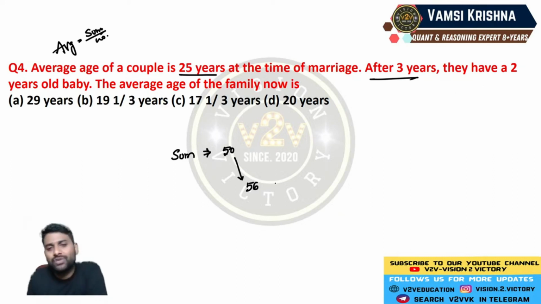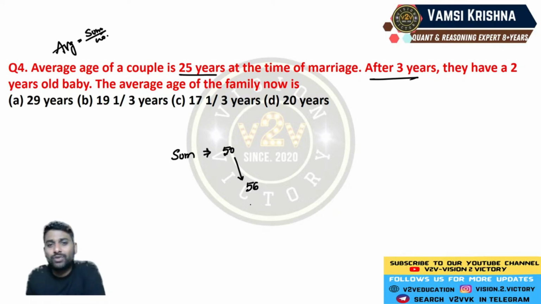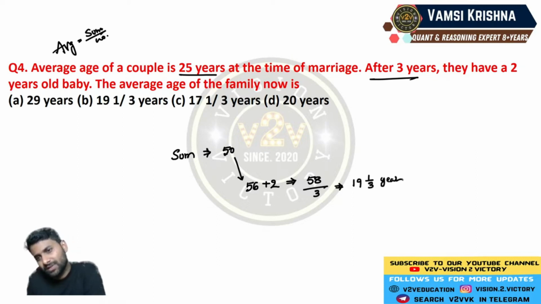Now they have a 2 years old baby. See, after 3 years, they have a 2 years old baby, which means the sum of those three persons' ages is exactly equal to 58. Now the question: what is the average age of the family now? So we should divide it by 3. Why? Because there are 3 members in that family. So 58 by 3: 19 threes are 57, and 1 by 3 remains. So here the average is 19 1 by 3 years.